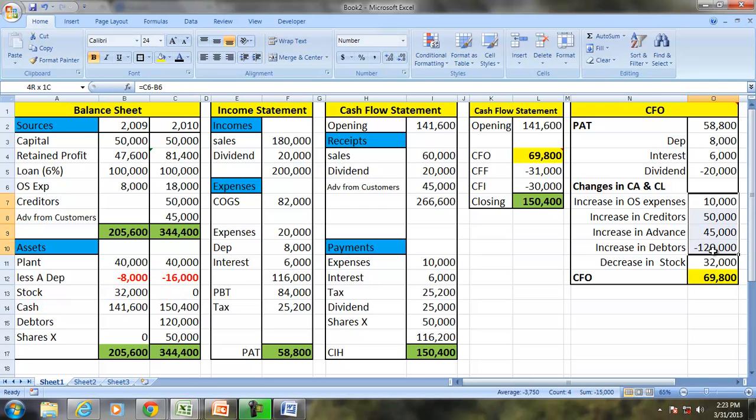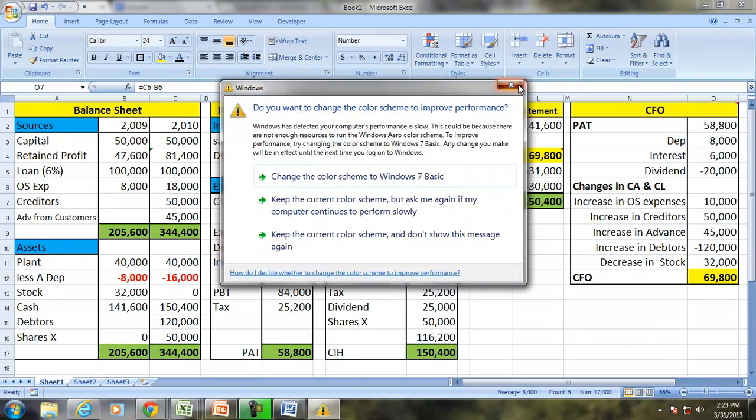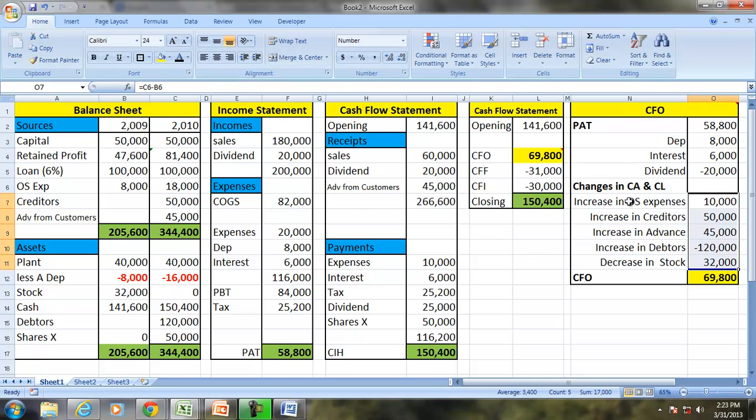So these 5 items reflect the credit transactions, advance received from the customer. So the changes in the current asset and current liabilities will reflect the credit transaction. So as a result, CFO is not same as PAT because of depreciation, because of interest, because of dividend, and because of the changes in current assets and current liability.